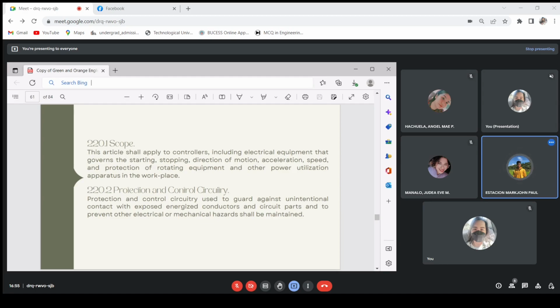20.1 scope. Dito naman is para maiwasan at makontrol ang pwedeng mangyari sa isang lugar at sa mga kagamitan. And 20.2 protecting and controls.